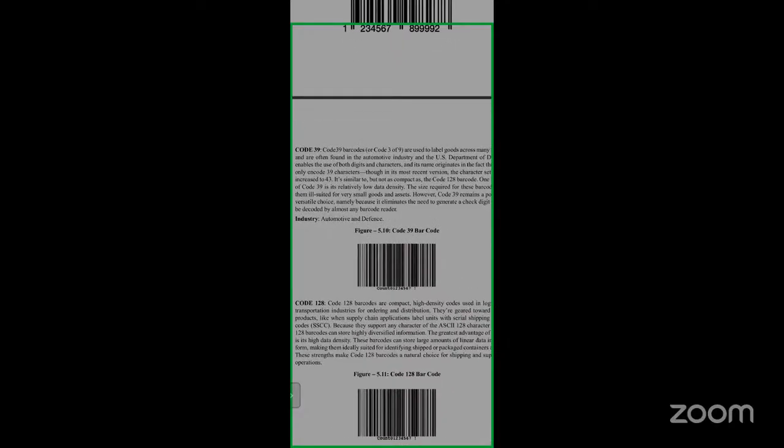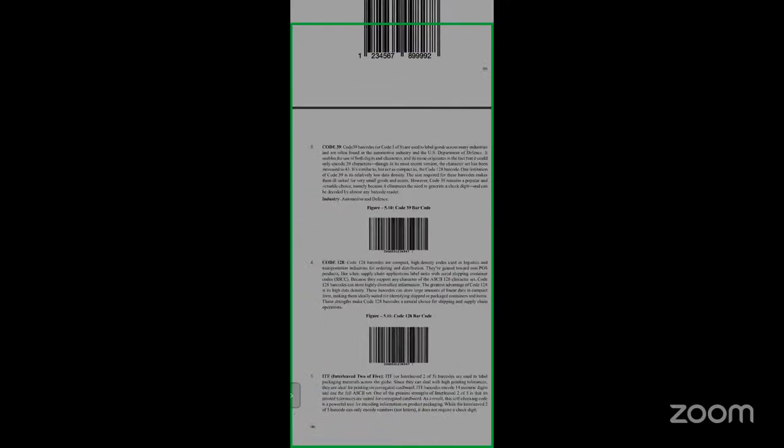It's what we call a high density barcode, where a large amount of data is stored in a small area. Next comes the Code 39 barcode. You can see how every barcode is a little different from the other. Code 39 is used in automotive and defense products, for the US Department of Defense. These are used to label goods across many industries, often found in the automotive industry and also the US Department of Defense.